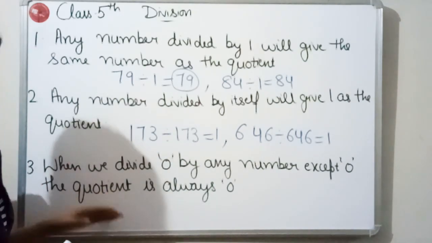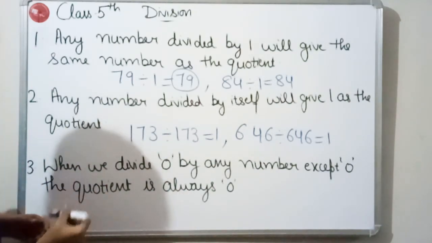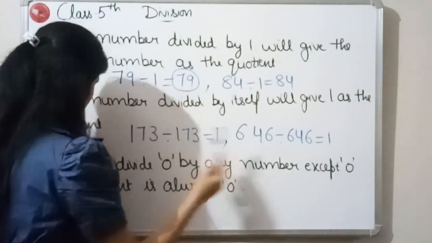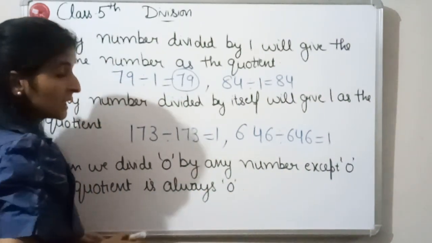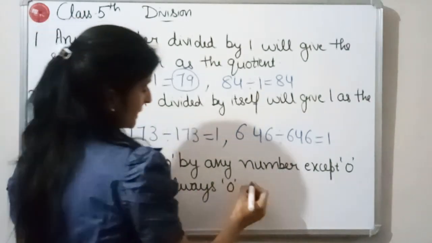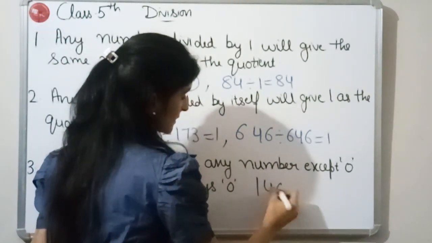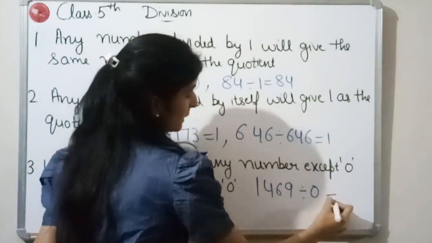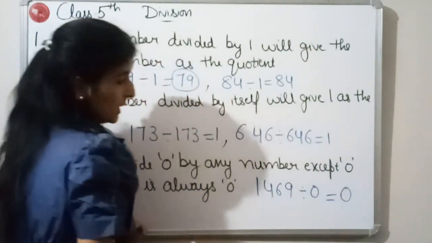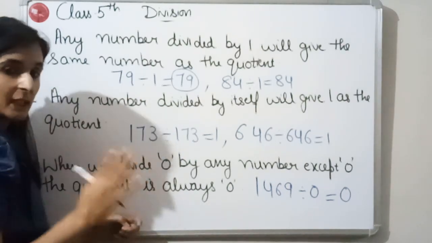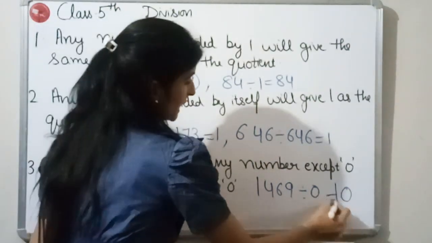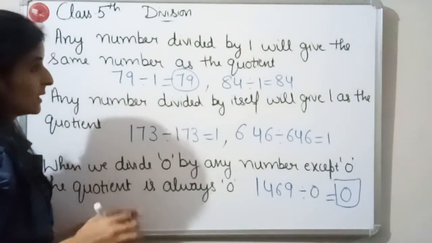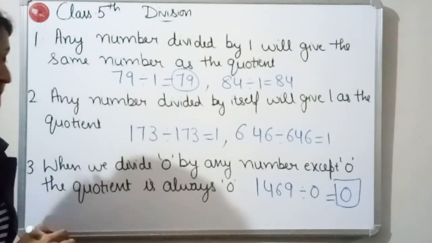Clear? Now the third property is when we divide 0 by any number except 0, the quotient is always 0. So suppose I am dividing 0 by 1469. So that will be equal to 0. Whenever we divide 0 by a number, then the quotient will be equal to 0. Clear? So these were the properties of division.